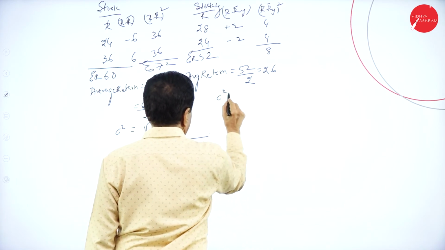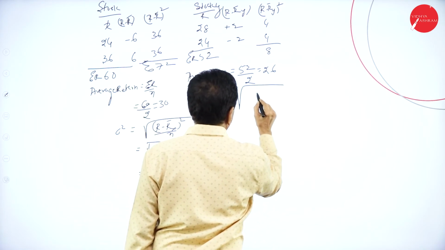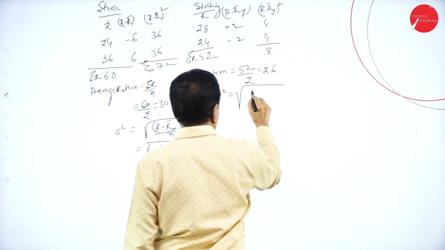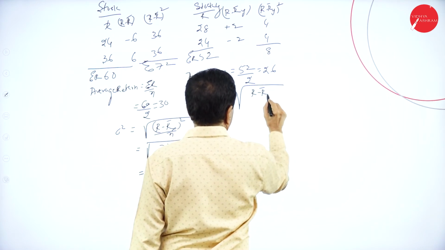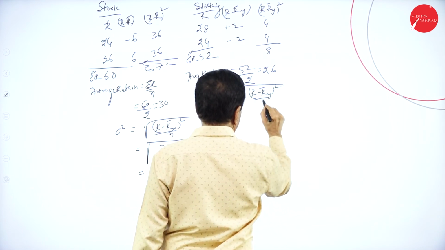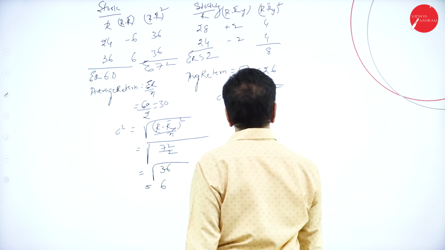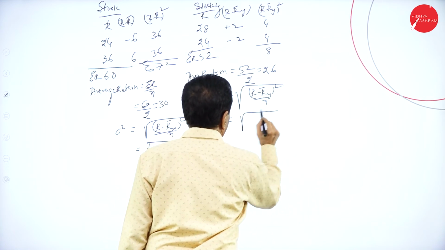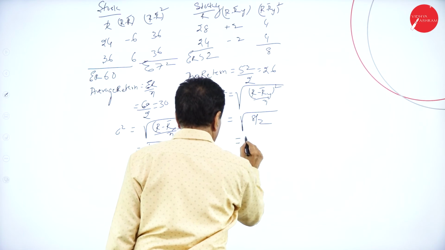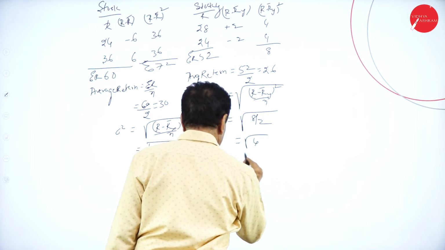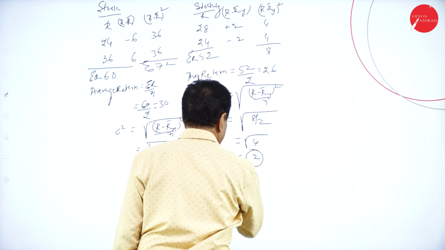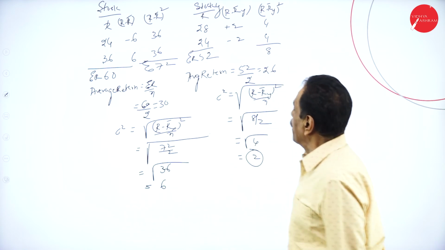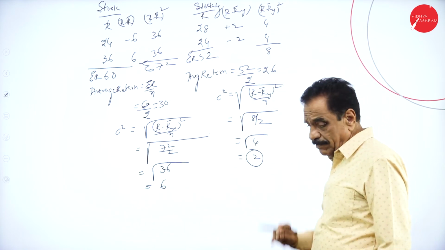Standard deviation is equal to root of (R minus R mean Y) whole square divided by n. This is root of 8 divided by 2. This is root of 4, which is 2. This is your standard deviation.